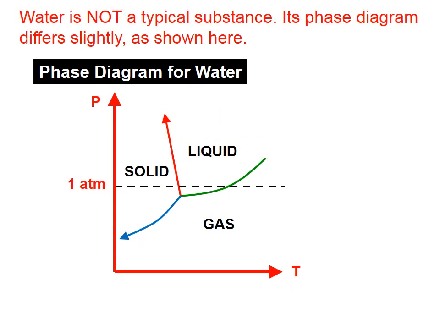Water is not a typical substance. Its phase diagram differs slightly, as shown here. For water, the solid-liquid line actually curves back from right to left, kind of pointing towards 11 o'clock, whereas for other substances, the solid-liquid line points off to the right here, kind of like towards 1 o'clock.